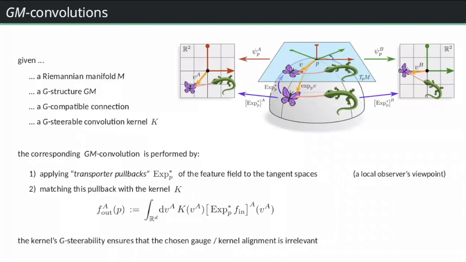And after this transporter pullback, the pullback field is matched with the kernel in the tangent space, which is just this integral, but it's like a standard convolution then. Like the convolution at one point, just multiplying the kernel with the feature vector field. And we get an output feature vector at that point. And since our kernel is G-steerable, this guarantees that the choice of rotation or alignment of our kernel is completely arbitrary.